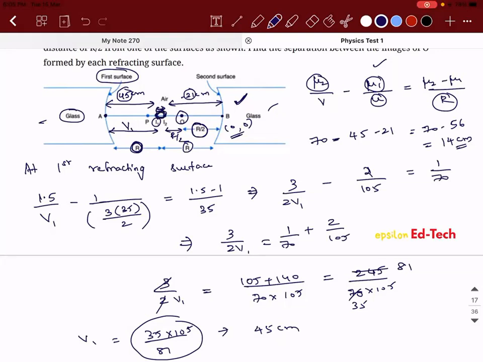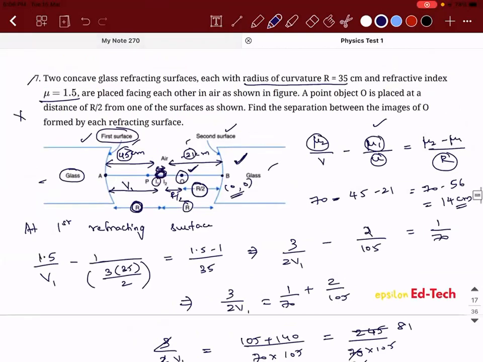Clear, guys? So if I have to give you a conclusion to this problem, the object is placed here. Find the image formed due to the first surface. Find the position of the image formed due to the second surface. And 70 subtract the sum of the distances from each refracting surface. That will give you the answer. So this is a slightly tricky problem. You only need to know this, and you need to apply sign convention.